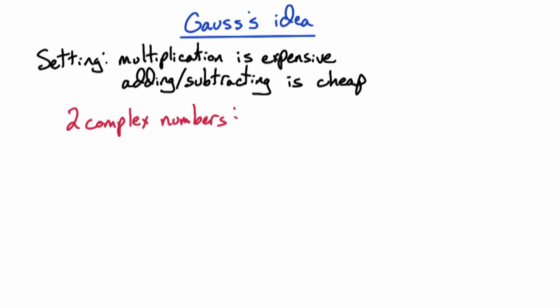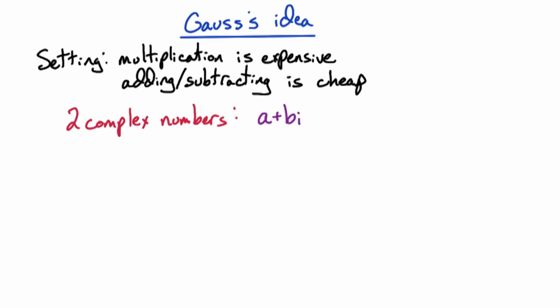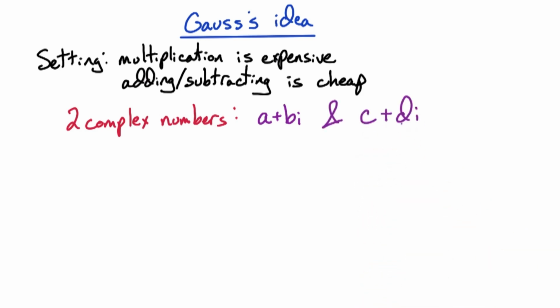How do I give you a complex number? I have to tell you the real and the imaginary part. So the first number is a plus bi. A is the real part, b is the imaginary part. And the second number is c plus di. C is the real part, d is the imaginary part.